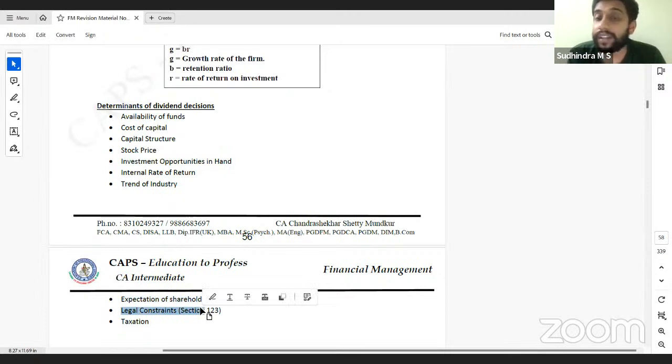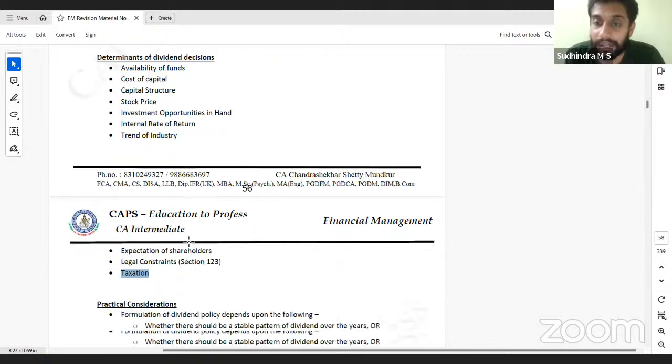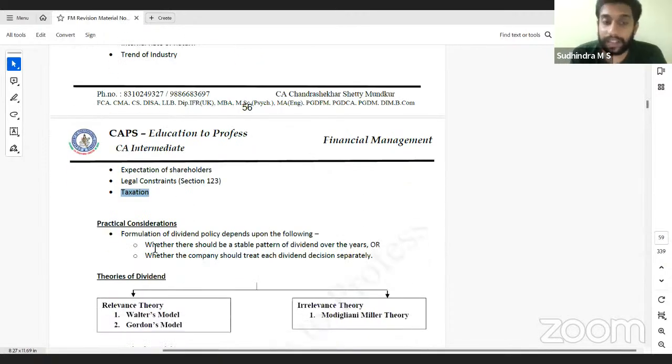Then legal constraint, section 123 gives you the limits in case of loss-making company, etc. Correct? Then taxation impact. There is a change in the taxation now. Last 2-3 years, from exemption, it has gone back to taxable, dividend being taxable. Correct? Yes. Practical consideration. Formulation of dividend policy depends on two things: whether there should be a stable pattern of dividend over the years. If that is the case, then there will be a fixed, like 20%, 30%, whatever, fixed pattern. Or whether you should take dividend decisions separately each year.